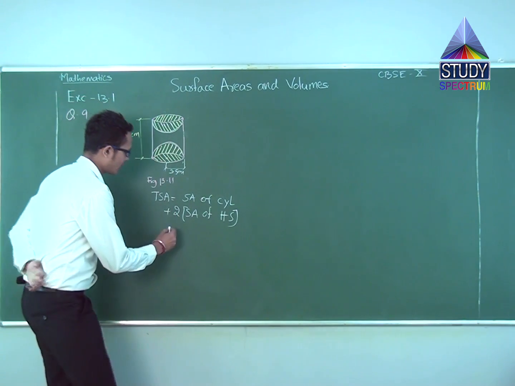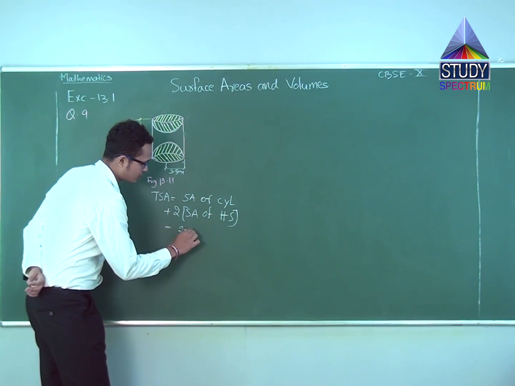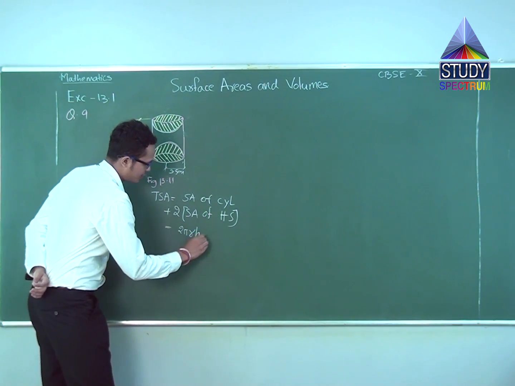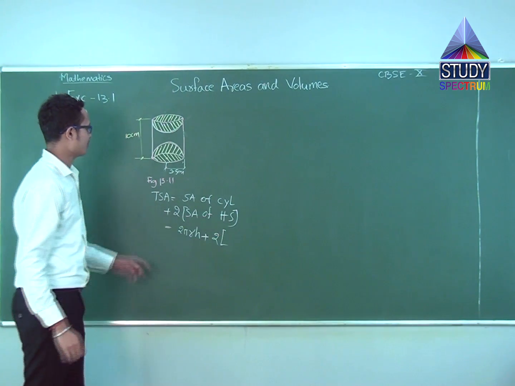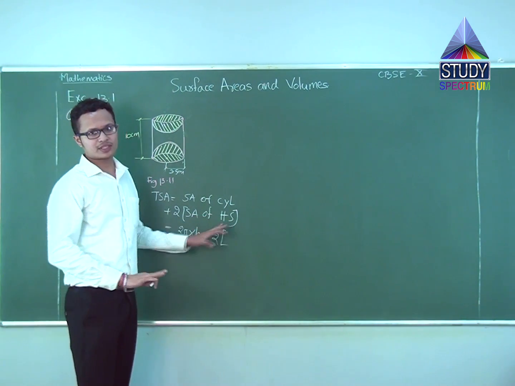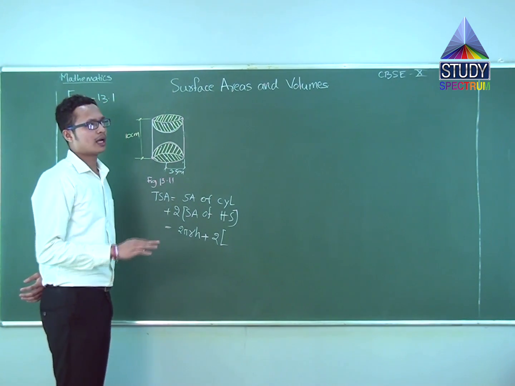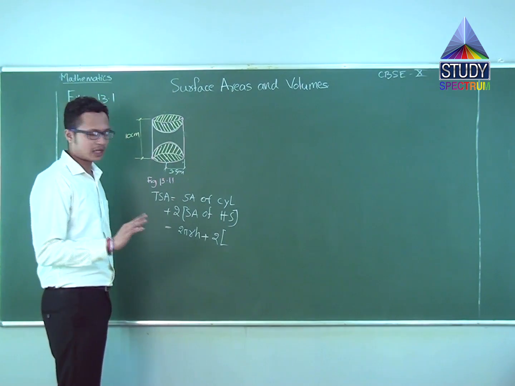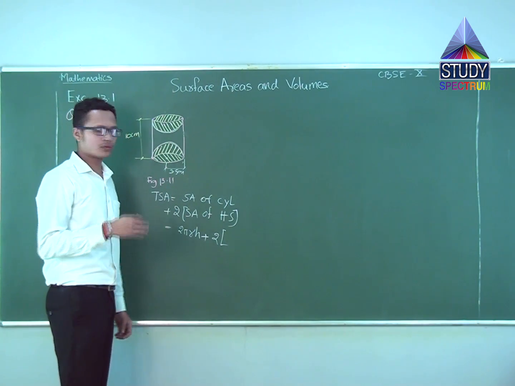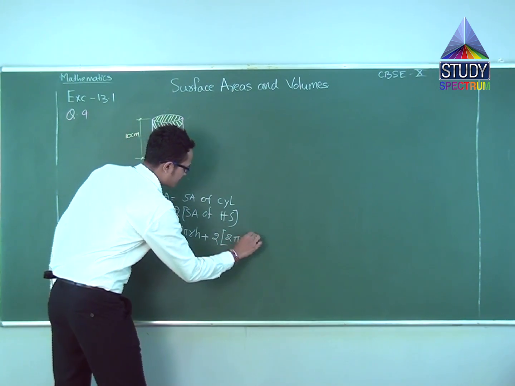article. The surface area of the cylinder is given by 2 into pi into r into h, plus 2 into the surface area of a hemisphere. I know the surface area of a sphere is 4 pi r square, and divided by 2, that will get you the surface area of a hemisphere. 4 pi r square upon 2 is 2 pi r square. So just write it out here, 2 pi r square.